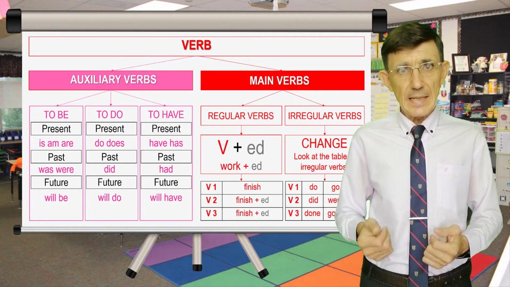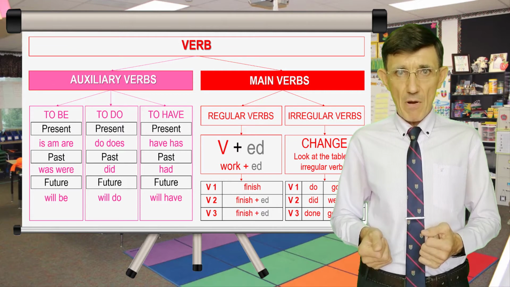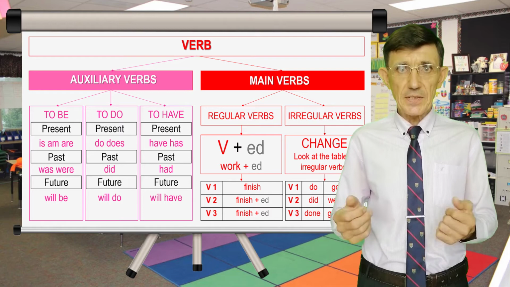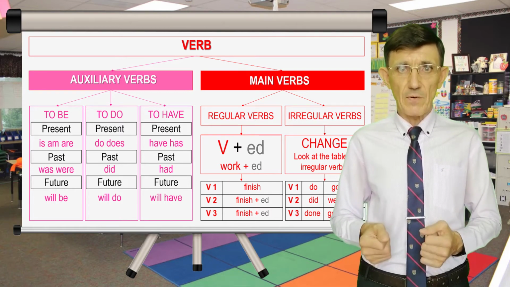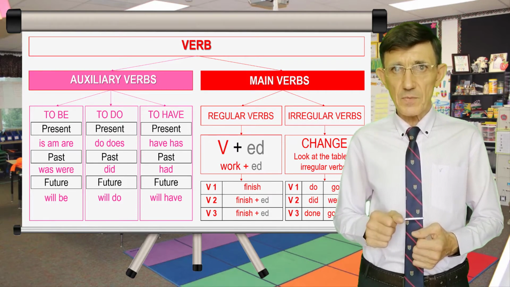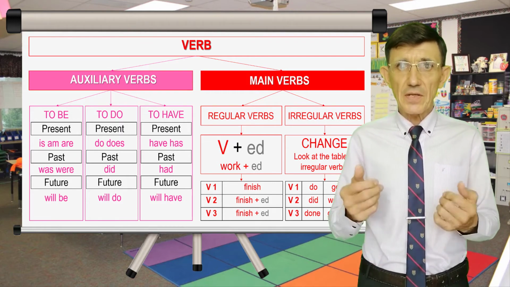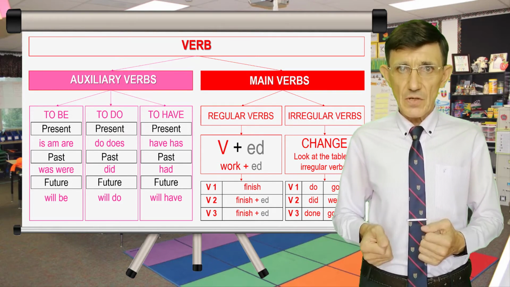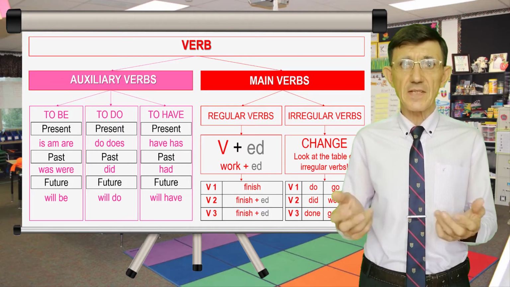We see that there are three auxiliary verbs in English: to be: is, am, are, was, were, will be. To do: does, did, will do. To have: has, had, will have. And we also see that main verbs are divided into regular verbs and irregular verbs. Regular verbs aren't changed and have the ending ed in the second and in the third form: finish, finished, finished. Irregular verbs are changed in the second and in the third form.